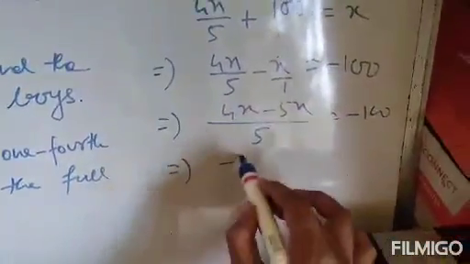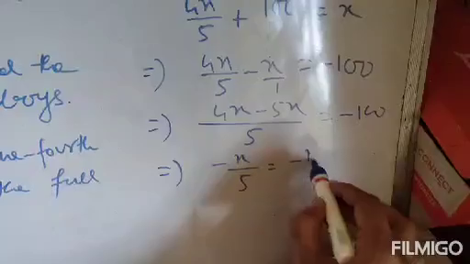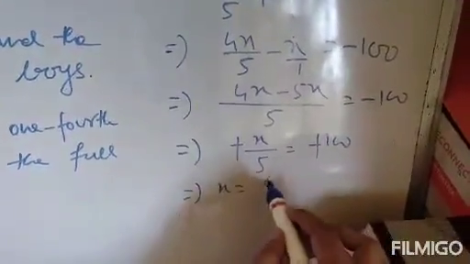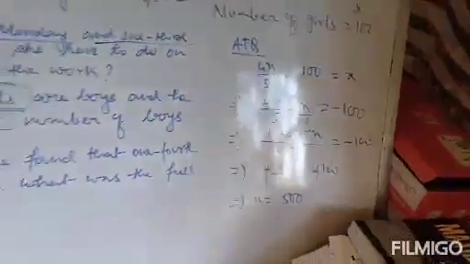So 4x minus 5x means minus x by 5 equal to minus 100. Now minus minus will cancel, so just cross multiply. So x will be 5 into 100, that is 500. So total number of students are 500.